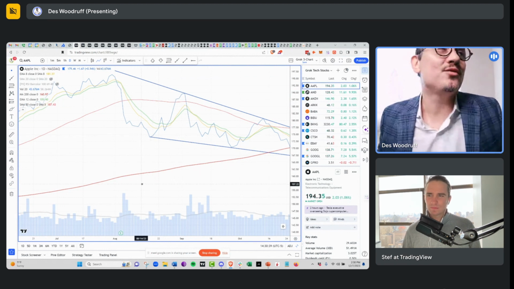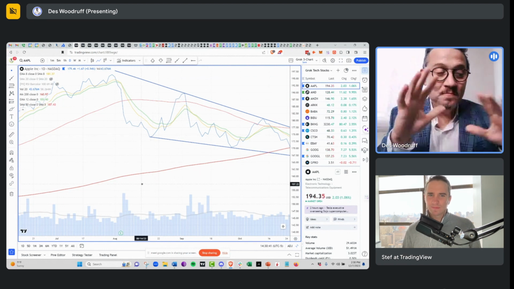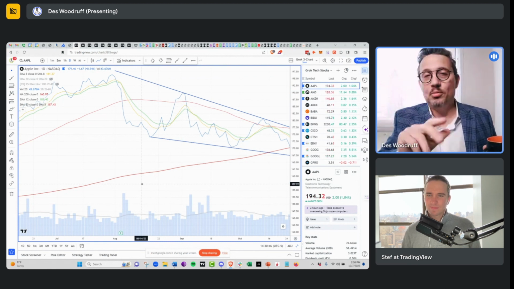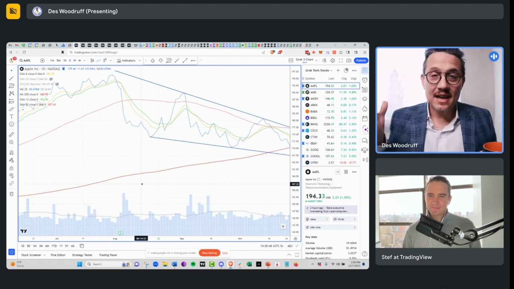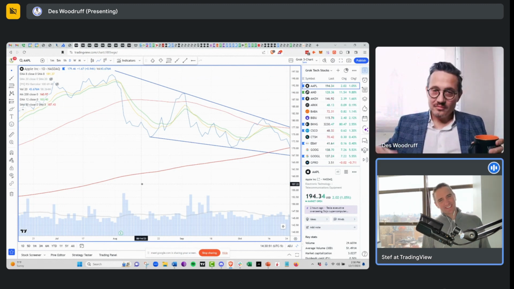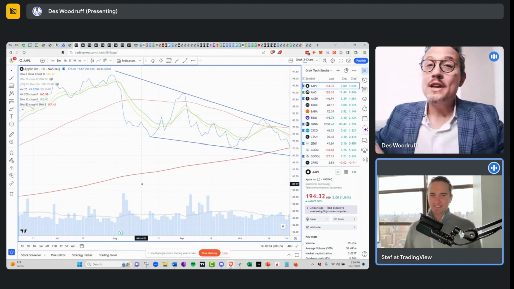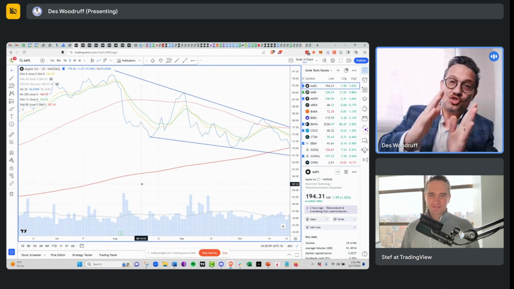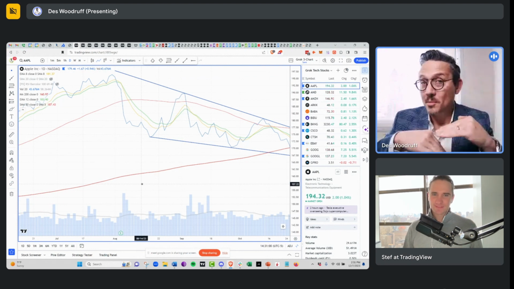Extra bonus points for Steph or anybody else. What trading pattern do we have here? And I don't want to put you on the spot, Steph, but is it a descending triangle, or is it a wedge? It's a wedge. And the reason it's a wedge is because it's 2 trend lines going in one direction. Triangles have one going down, one coming up.